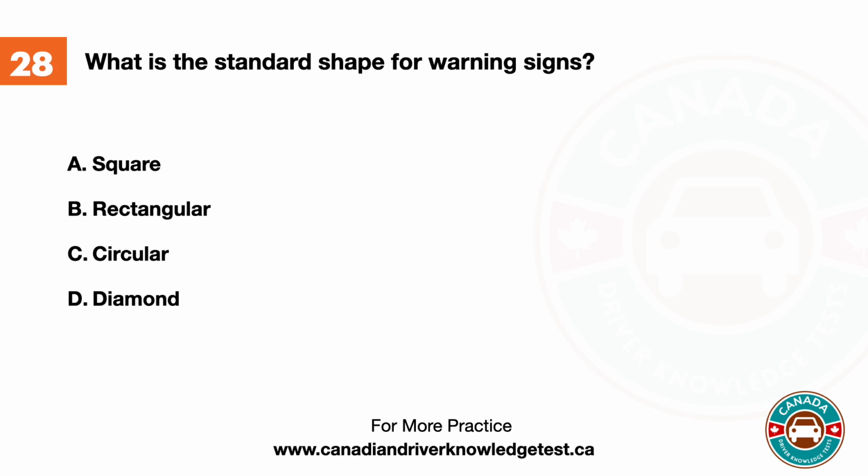Question 28. What is the standard shape for warning signs? A. Square. B. Rectangular. C. Circular. D. Diamond. The answer is D. Diamond.